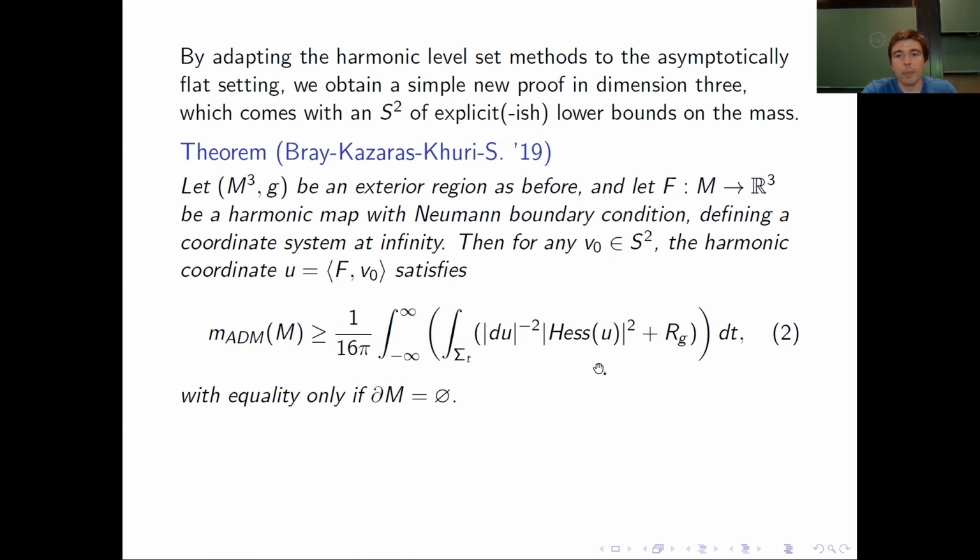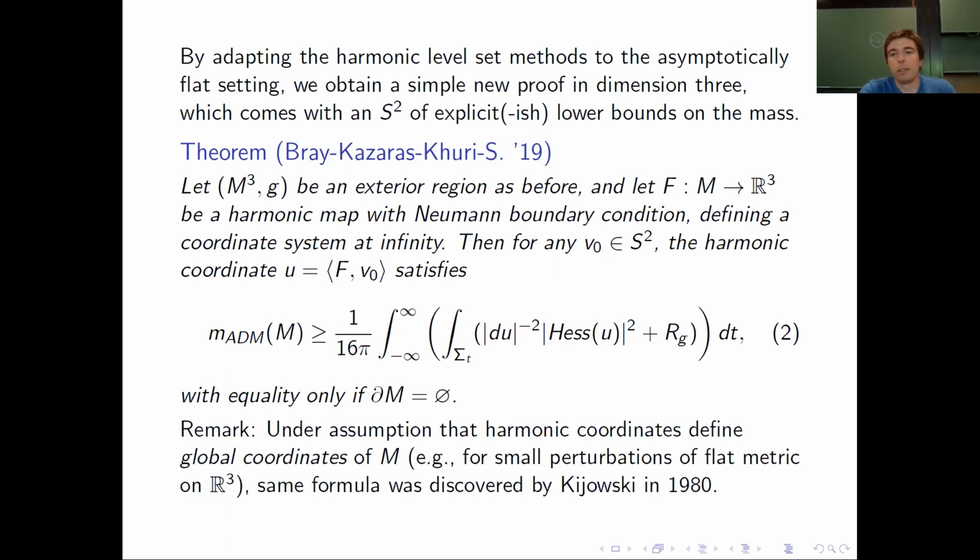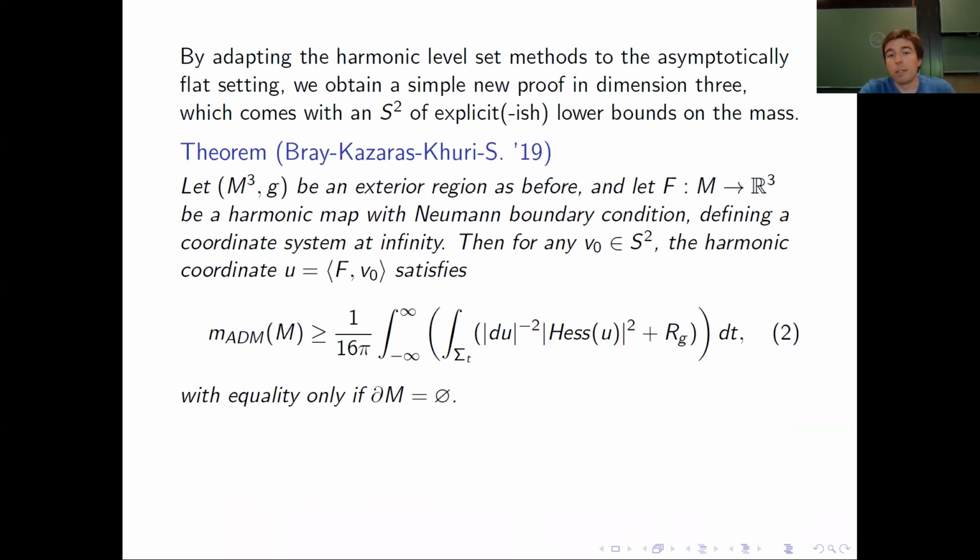Okay. So in particular, if the scalar curvature is non-negative, then the mass has to be non-negative, and if it's zero, then these coordinate functions have to be parallel, and we see that we have to be Euclidean. Okay.